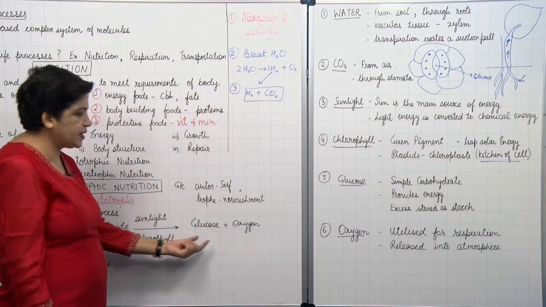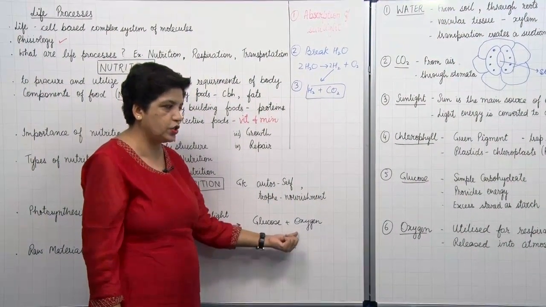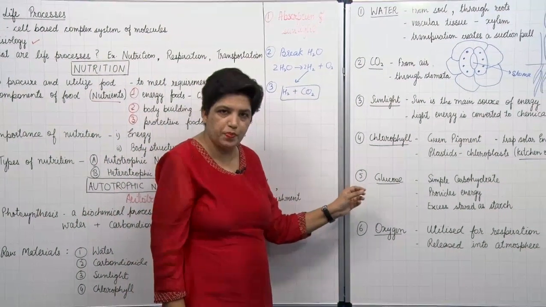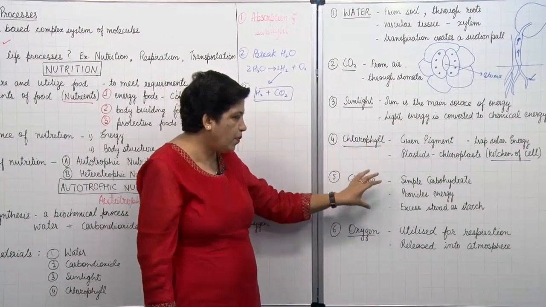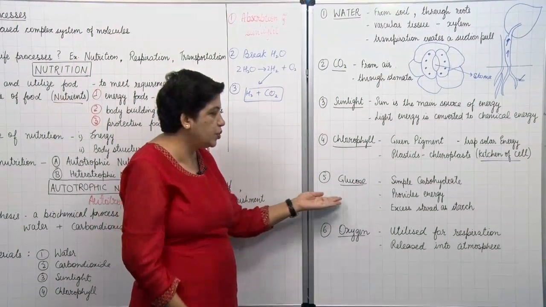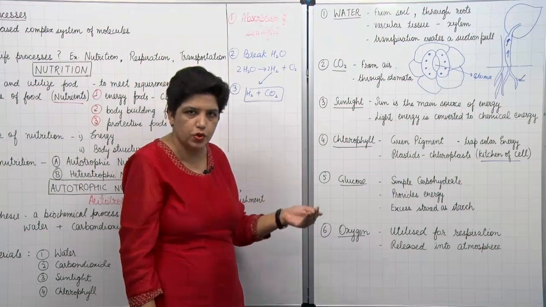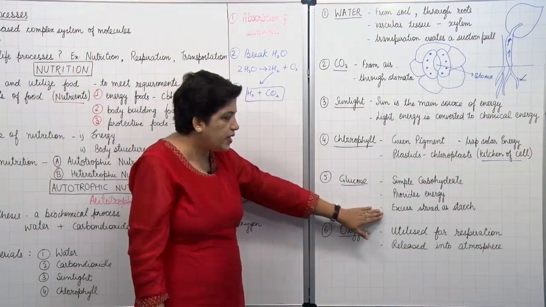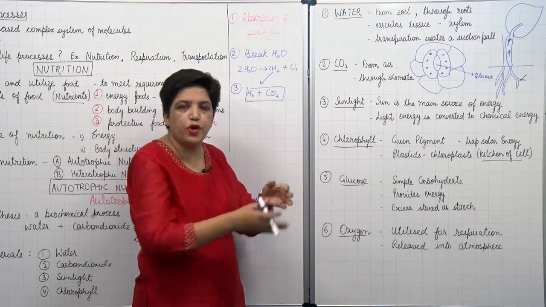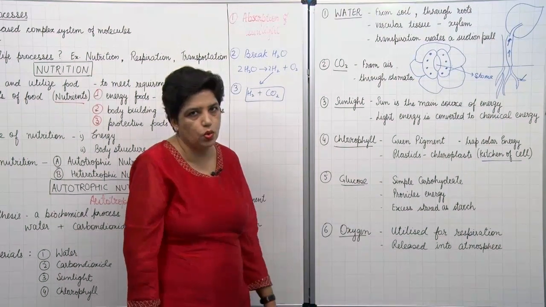Now, there are two products. As you can see in this equation, there are two products, glucose and oxygen. So what happens to these products? The glucose is a simple carbohydrate. So some of the glucose is used to provide energy because plants are also growing. So plants use it to get energy for their growth, for their development, and to carry out various processes. The excess of glucose is converted into starch and stored in the storage organs like roots or stems. For example, potato has stored starch, which comes from the excess glucose.